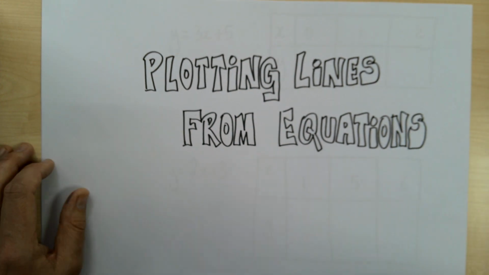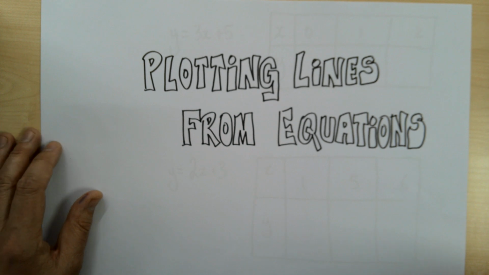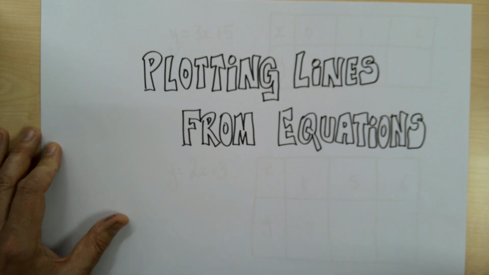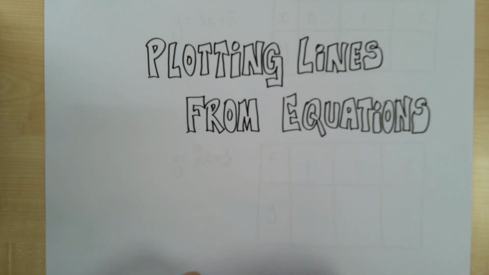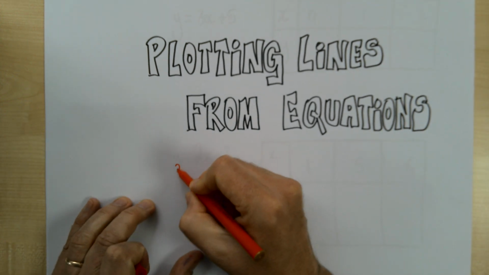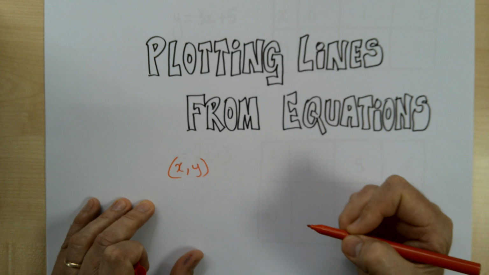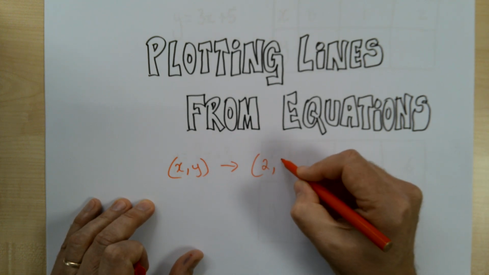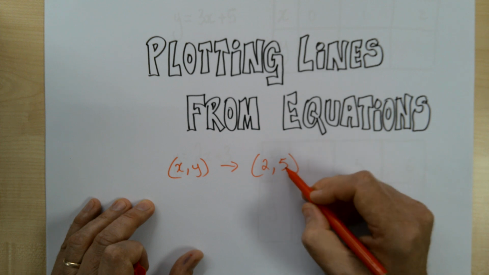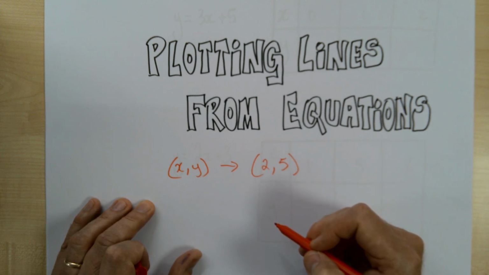All right, now we're going to look at how we plot lines from equations. And what do I mean by that? So you've already had a go with the Cartesian plane, and you had pairs of numbers as coordinates. You might have had 2, 5, and then you plot that as a point.